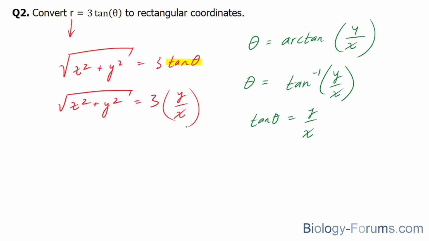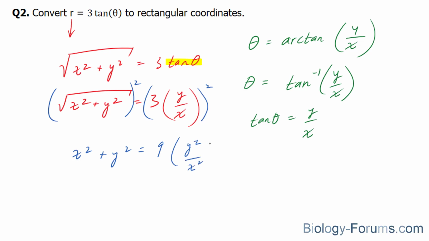Now we have to solve in terms of y. There are several ways you can do this, but the most efficient way would be to square both sides right from the get-go. Because when you square both sides, squaring a square root will eliminate the square root, leaving just the content inside. So on the left side we end up with this, and on the right side we end up with 3 to the power of 2, which is 9, and this part to the power of 2, which is y squared and x squared. We're almost there.